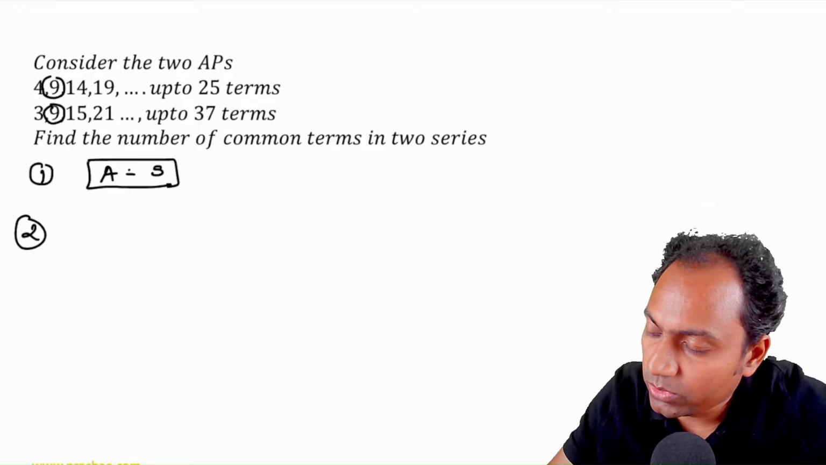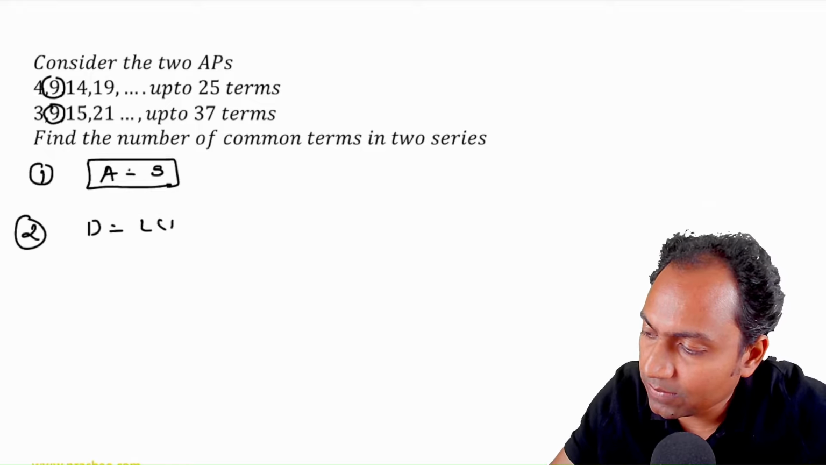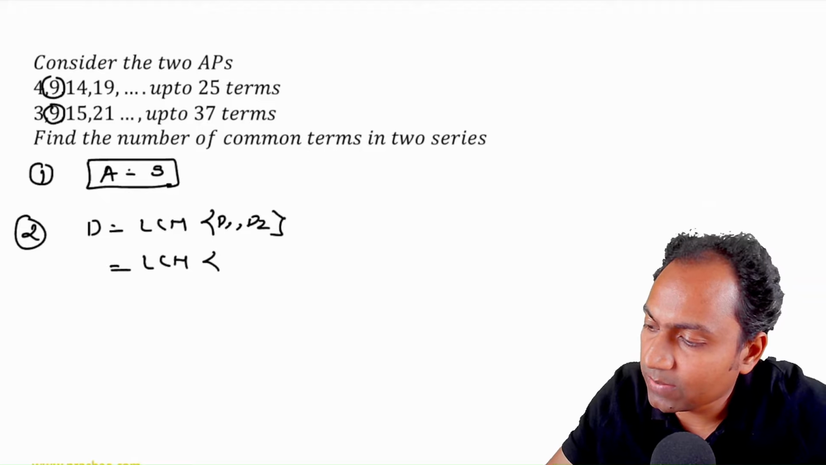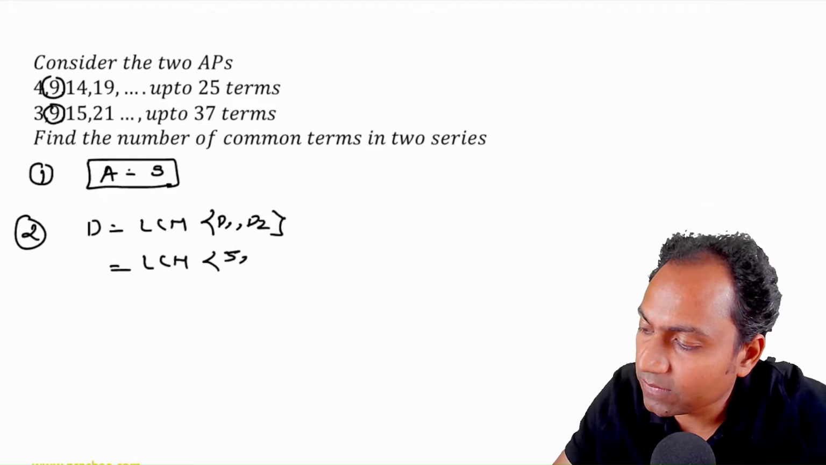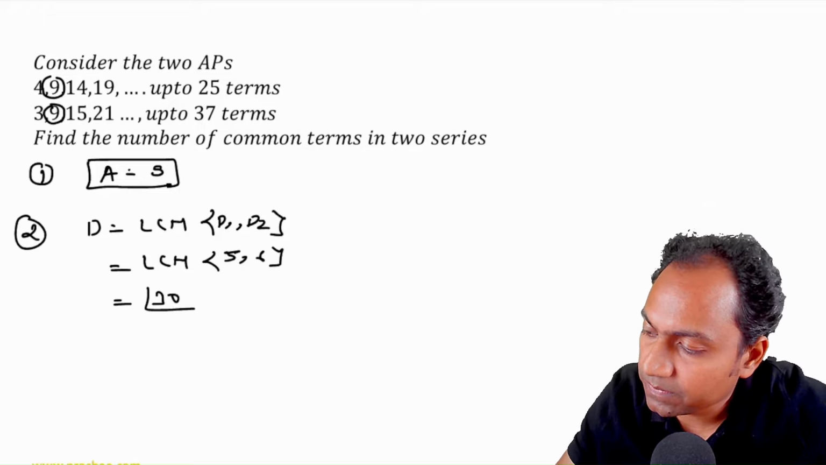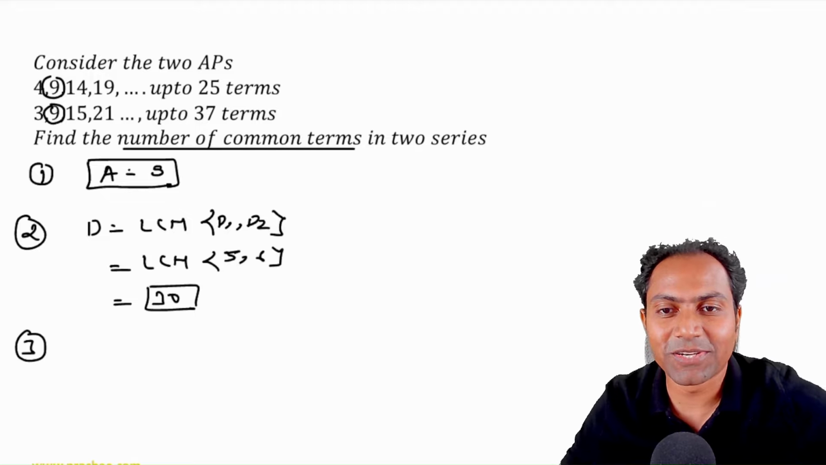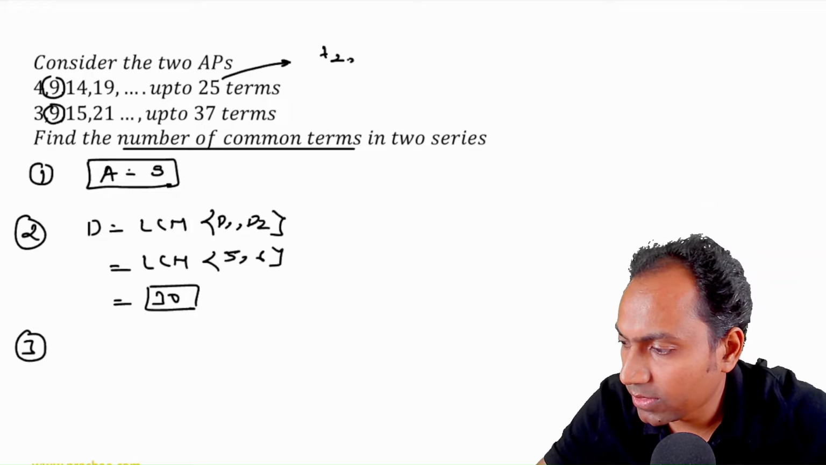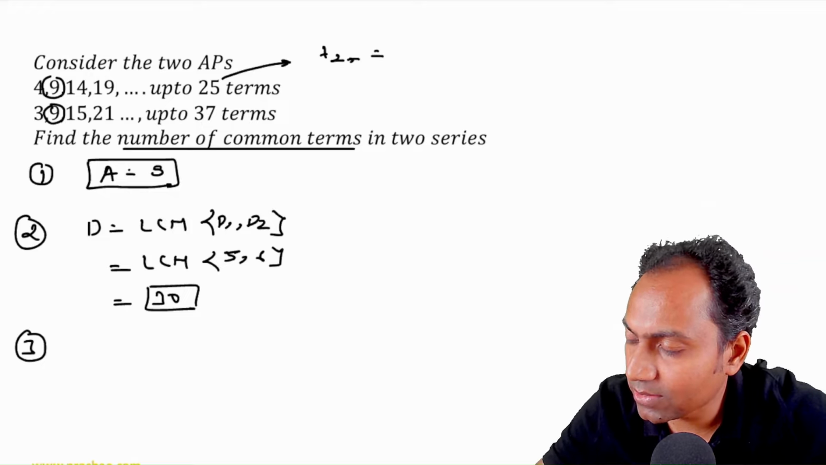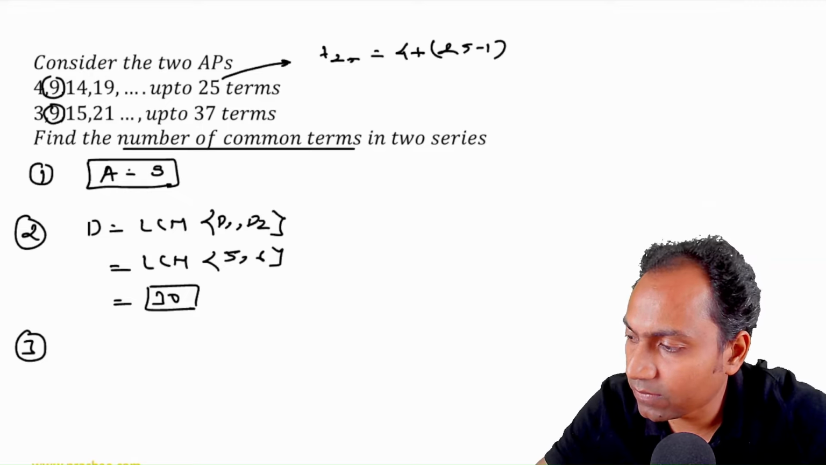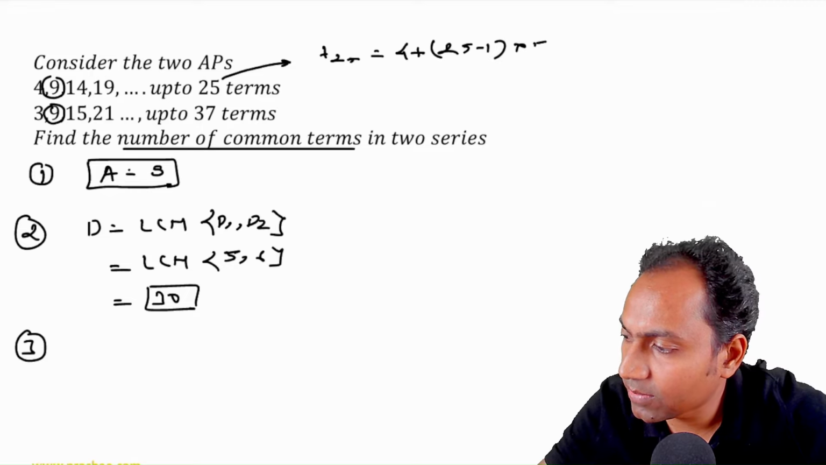The second part that we need to do is find the value of D, and that is nothing but the LCM of the common differences of both of these sequences. So what we need to find is the LCM of the common difference of the first one, which is nothing but 5, and the common difference of the next one, which is nothing but 6. So the LCM comes out to be nothing but 30. Now for the third step, what we need to do is figure out the 25th term from here, T25. So if I do that, it is nothing but A plus (n minus 1) D, that is nothing but 25 minus 1 into D, and that is nothing but 5.